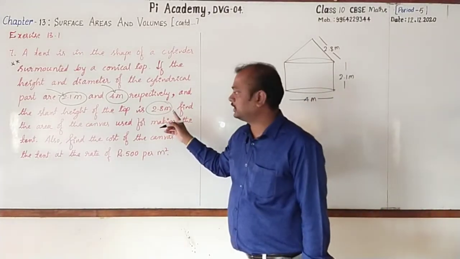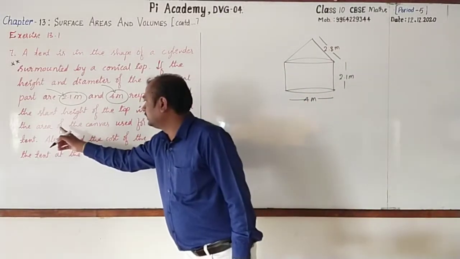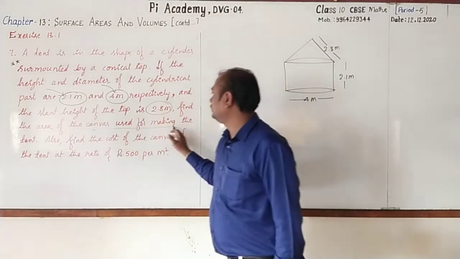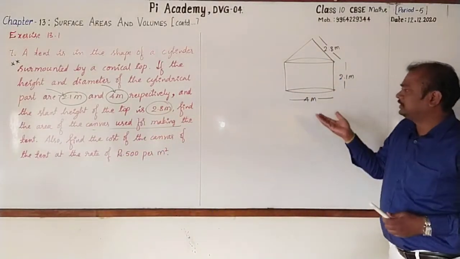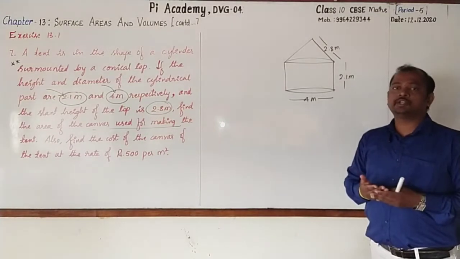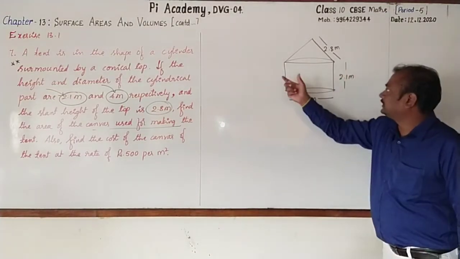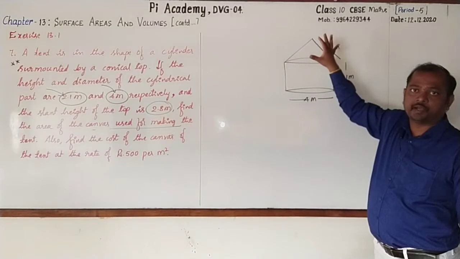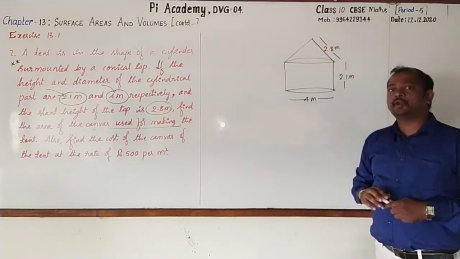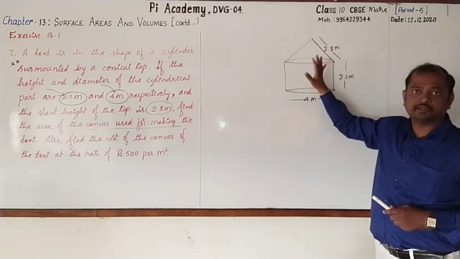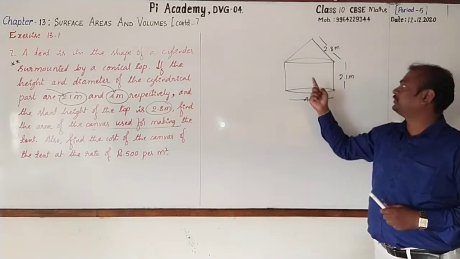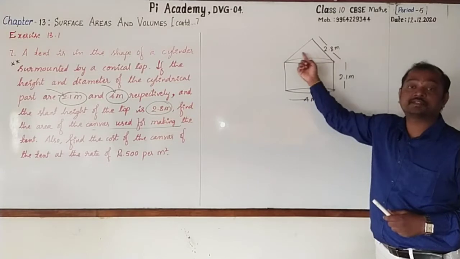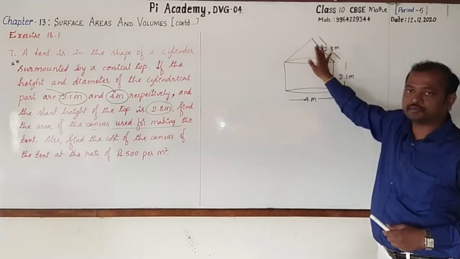With this information, we have to find the area of the canvas used for making the tent. Area of the canvas. So here for the base we will not use canvas, only the cylindrical part and conical part. Then how do we find the area of the canvas used for making this tent? Very good. It is CSA of cylinder plus CSA of cone, right?